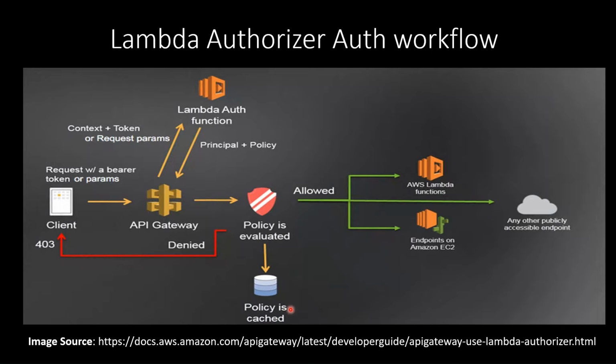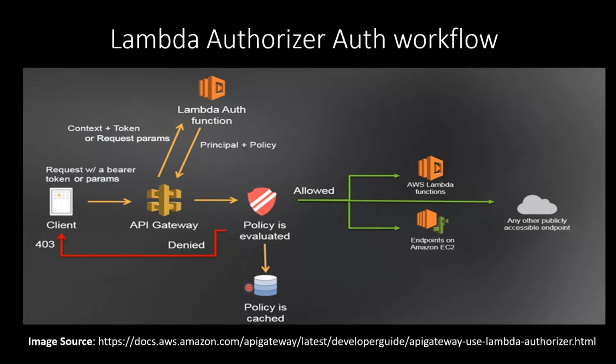And here we can see this policy is cached. If we have enabled caching in our API gateway, then this policy will be cached in the API gateway. So every time a request comes, it will not call the Lambda function for authorization. The policy will be evaluated from the cache.